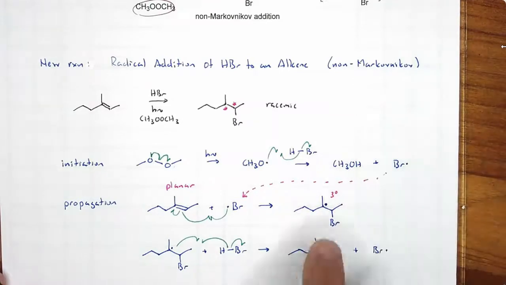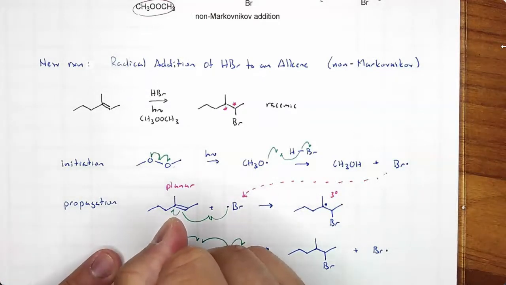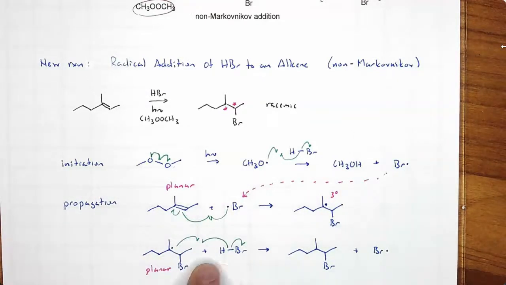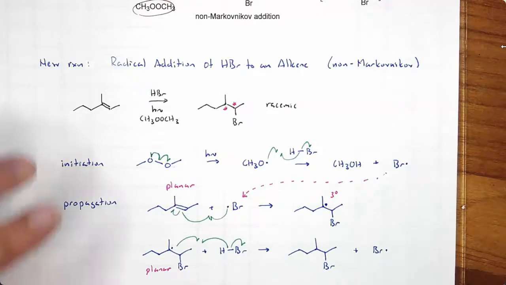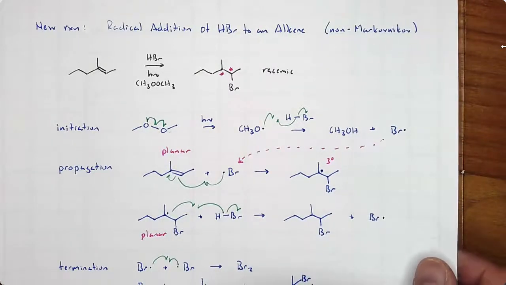I'm not going to mark it up. We take this radical, and you know that radicals themselves are planar. So when this H is added, that hydrogen can come from the front or the back, giving us another set of enantiomers.